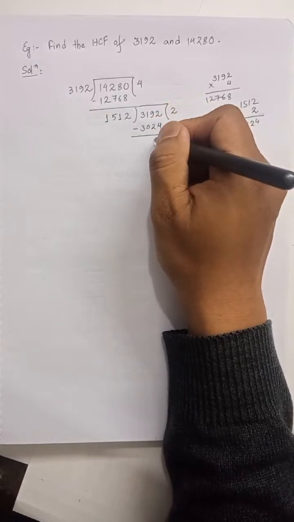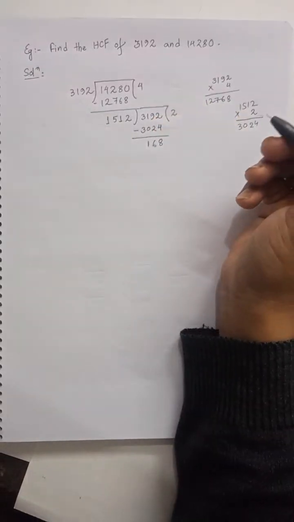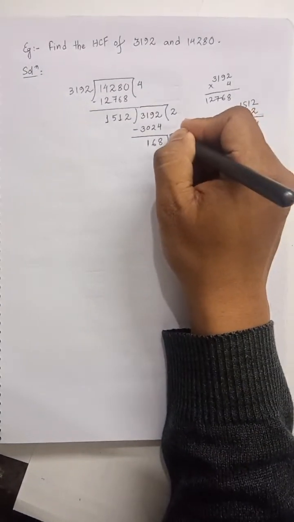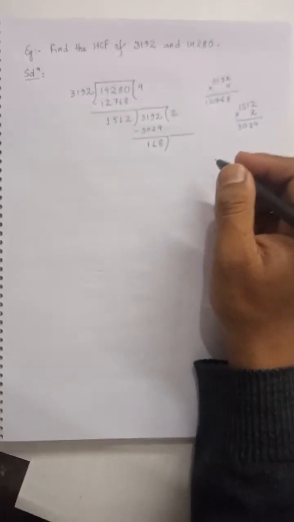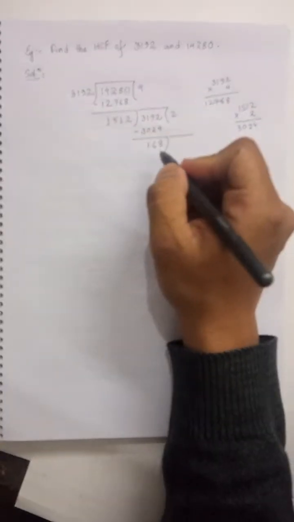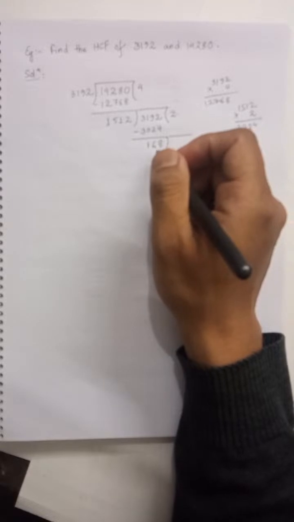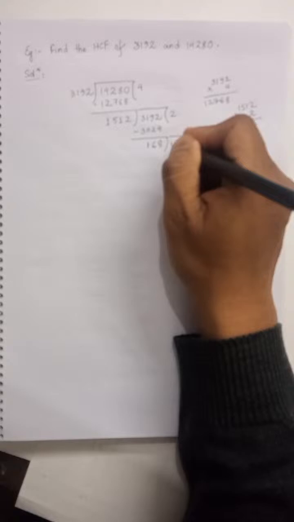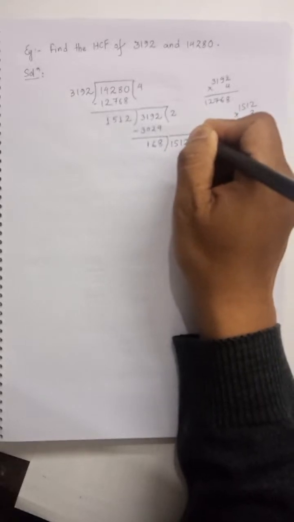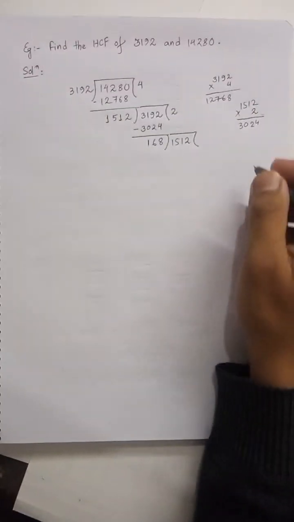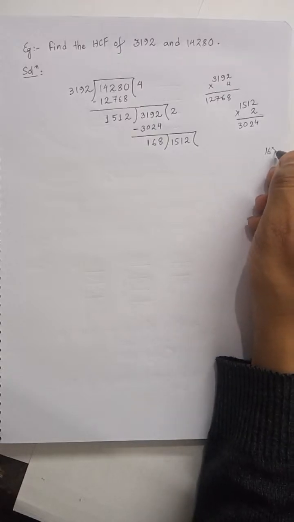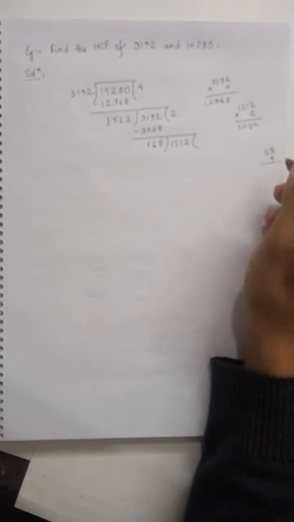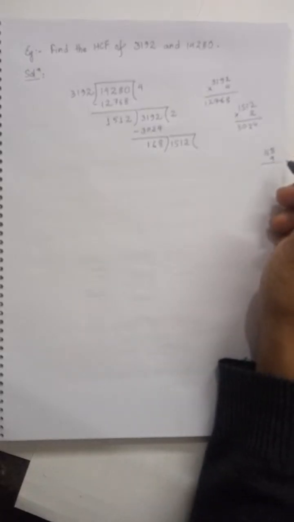8 minus 2 is 6 and this is 1, so we have 168. Okay, so 168 is there now. This 168 becomes the divisor for the next step, and this 1512 will become the dividend for the next step. Now let's check for 168. I think I should check with 9. If not 9, then we'll check it by 8.